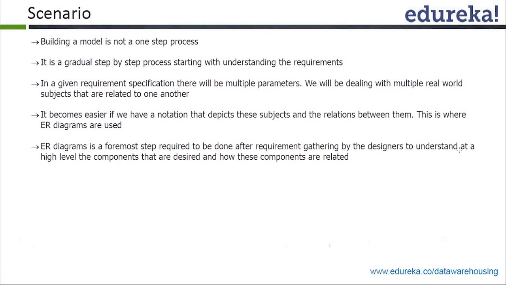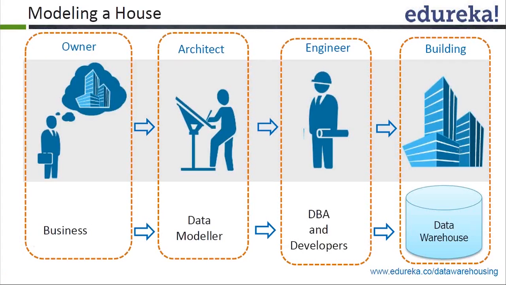The diagram which helps us represent a data model on paper is called an ER diagram, where ER means entity relationship diagram. ER diagrams are the first step to build any data warehouse and to gather information from the users. Once the ER diagram is approved by the users, then you move on to build the physical data model. So this is the process.